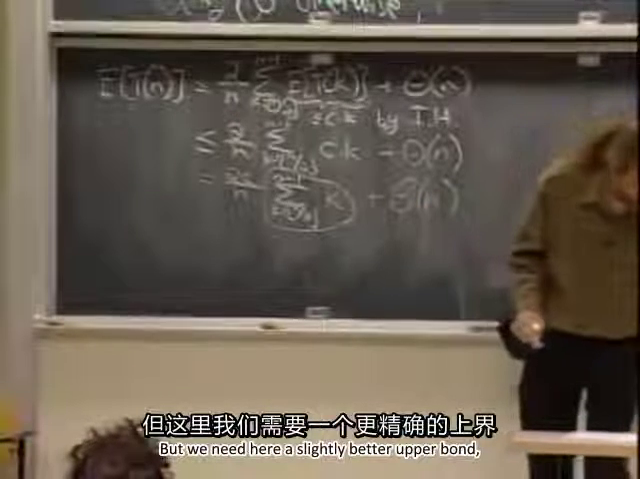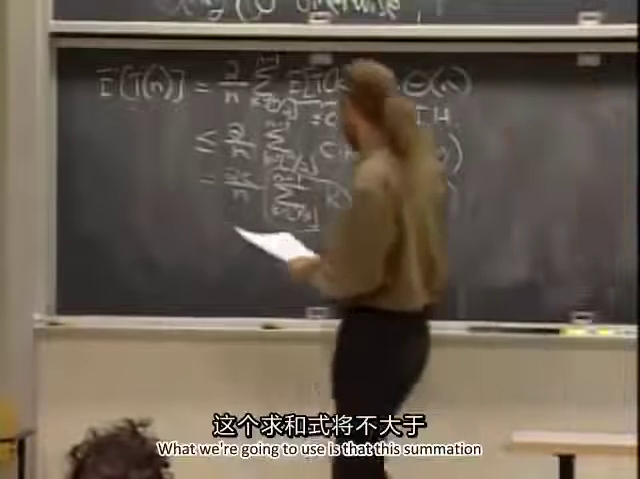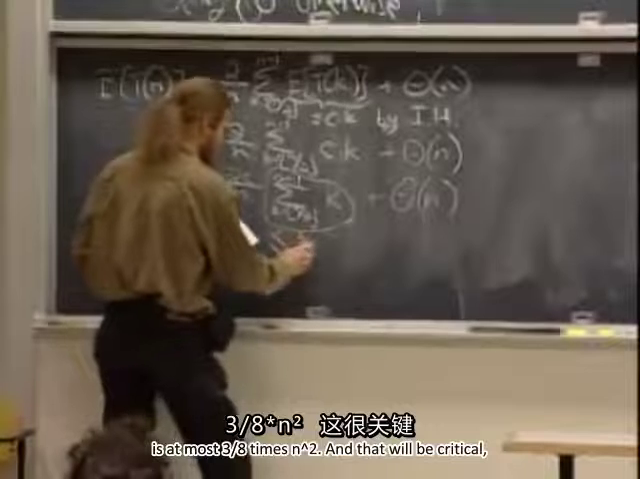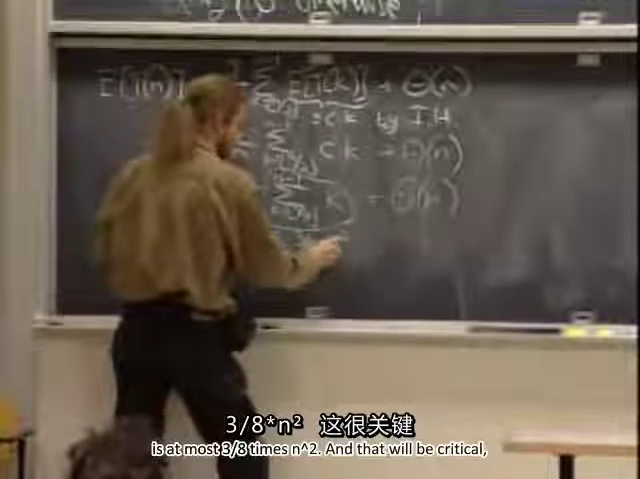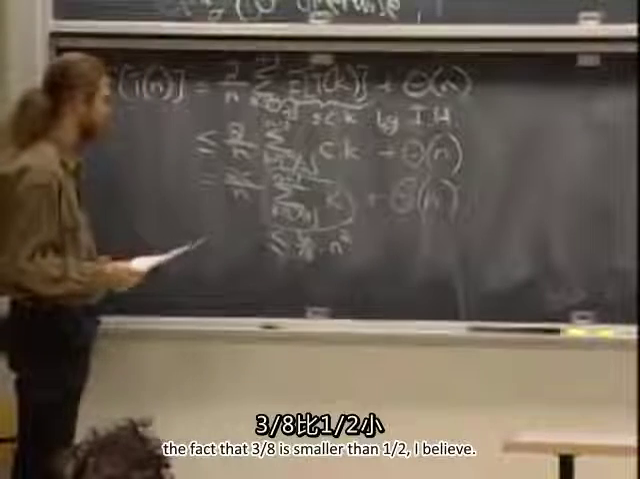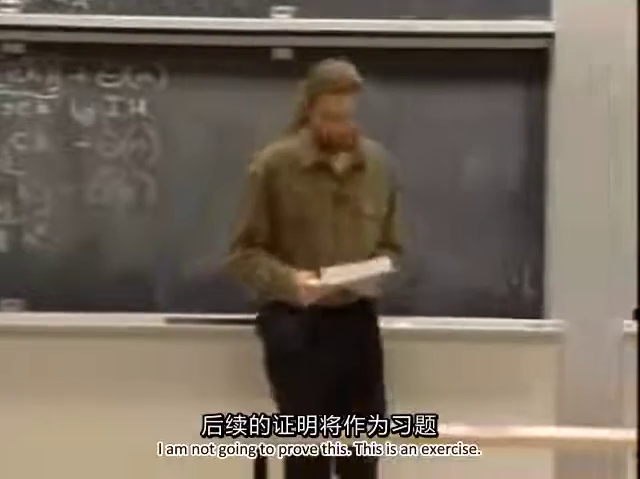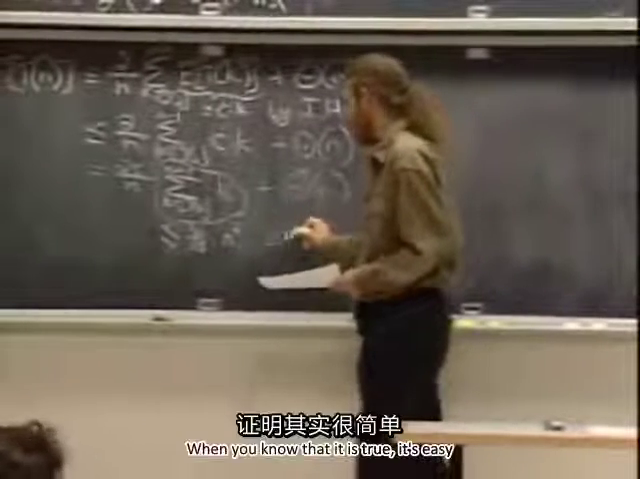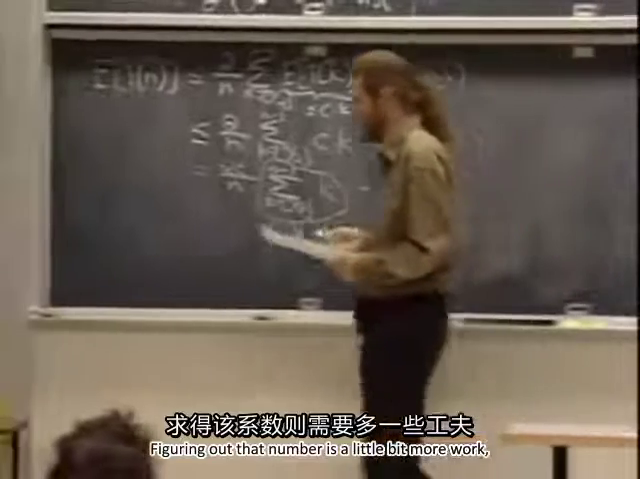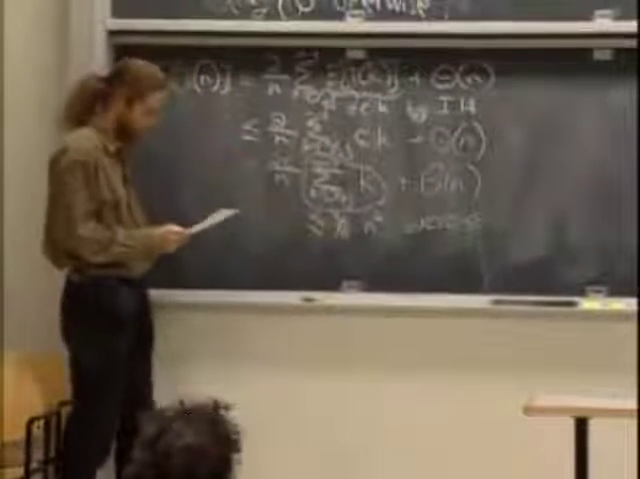But we need here a slightly better upper bound. As we'll see, the constants really matter. So what we're going to use is that this summation is at most 3/8 times n squared. Okay, and that will be critical. The fact that 3/8 is smaller than a half, I believe. So it's going to get rid of this too. Okay, I'm not going to prove this. This is an exercise. When you know that it's true, it's easy because you can just prove it by induction. Figuring out that number is a little bit more work, but not too much more. So you should prove that by induction.